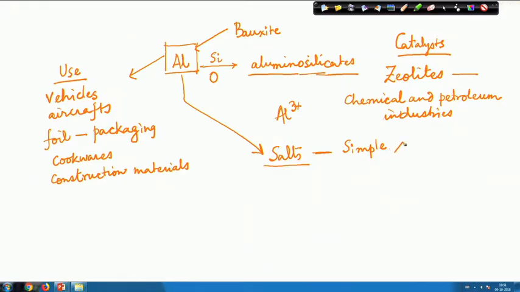So, what are those simple salts we can have? These simple salts have aluminum as the cation, and we can use different anions. For example, aluminum trichloride, a very simple salt, and from our school level knowledge we know that aluminum trichloride is a very useful material, not only for inorganic purposes but also for organic transformations. So, this is useful for several purposes.